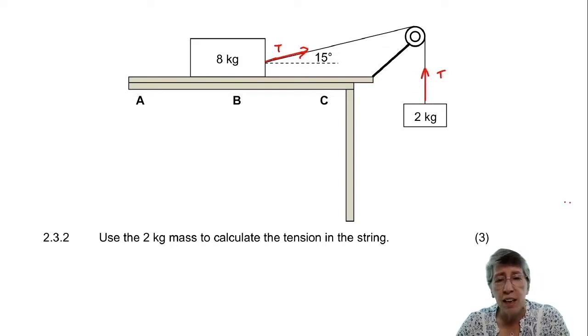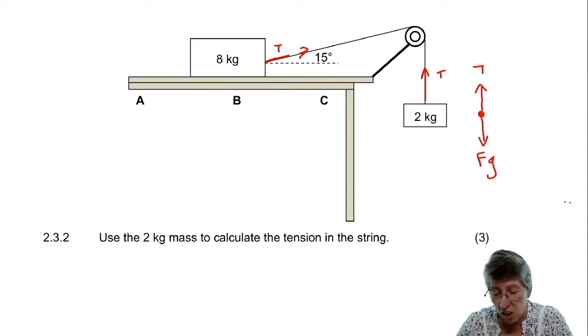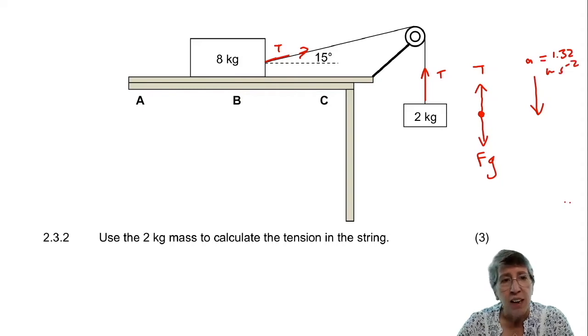In 2.3.2, they ask us to use that 2 kilogram mass to calculate the tension in the string. The tension over here and the tension over there are going to be exactly the same. But at the moment, we're only focusing on that 2 kilogram. So let's go and draw a force diagram for that 2 kilogram object. So you've got the tension working upwards, and you've also got your gravity working downwards. And since this system is accelerating, they gave us the acceleration downwards as 1,32 meters per second square. This is going to be my positive direction.